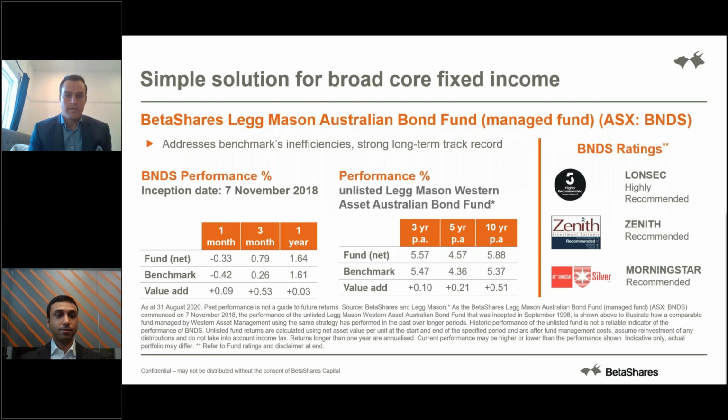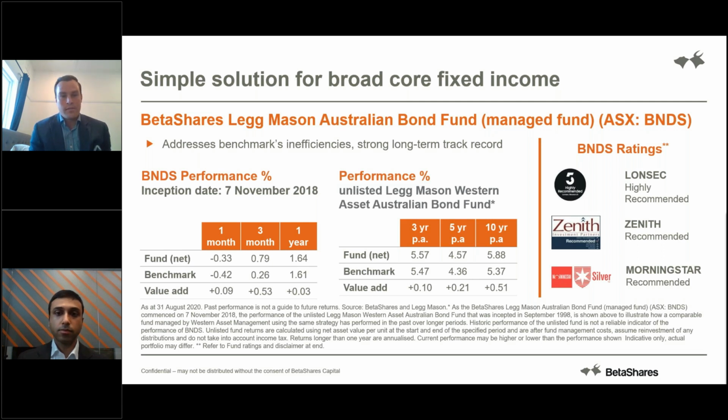Yeah, thanks, Chum. And just as Chum noted there, it is very, very hard for these active managers to actually beat their relevant and efficient benchmarks in the AusBond composite. But one that has done this consistently and has been a top quartile active manager in the space is the Franklin Templeton Legg Mason Australian Bond Fund, which goes under that ticker code of BNDS, which is managed by the Western Asset team here in Australia.